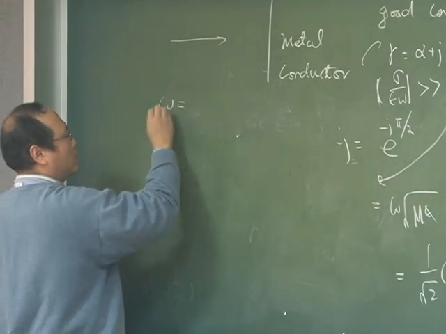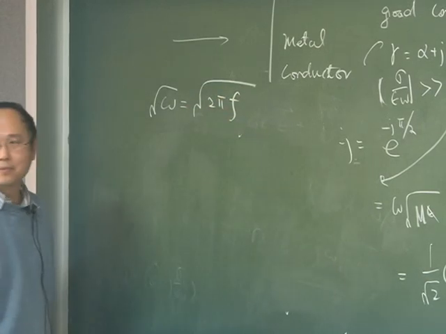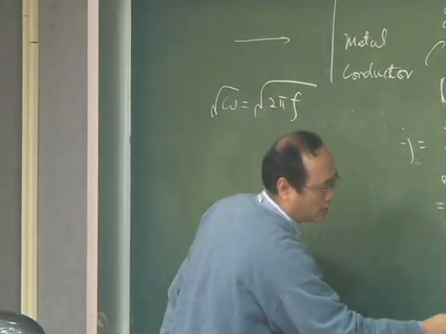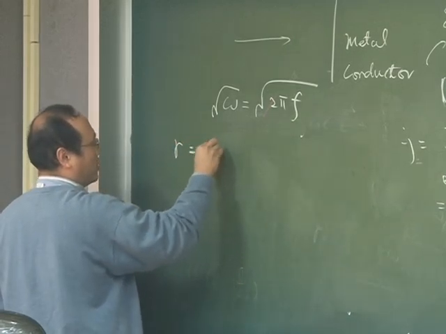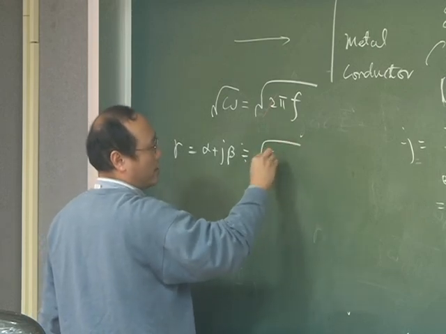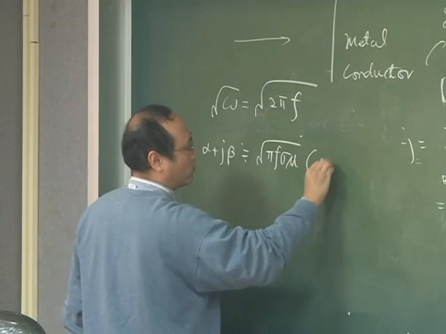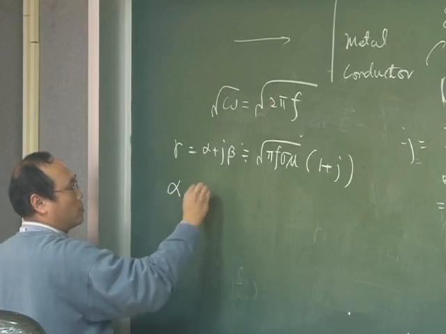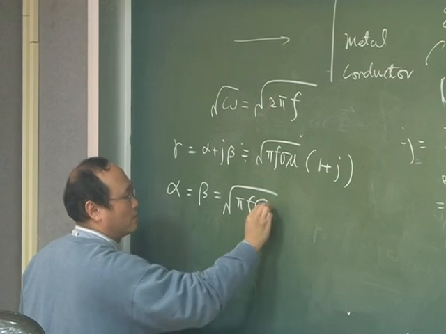那有时候呢 we really don't want this square root of 2, so you write down omega equal to 2 pi frequency. Okay, so this square root of 2 cancels with this square root of 2. So you have gamma equal to alpha plus j beta roughly equal to square root pi f sigma mu multiplied with 1 plus j. So immediately you identify that your alpha equal to beta equal to square root pi f sigma mu.